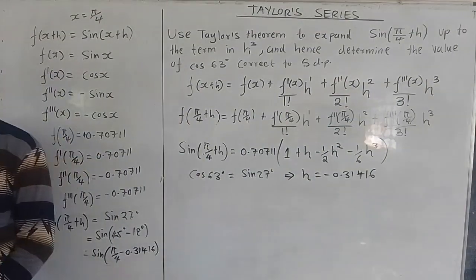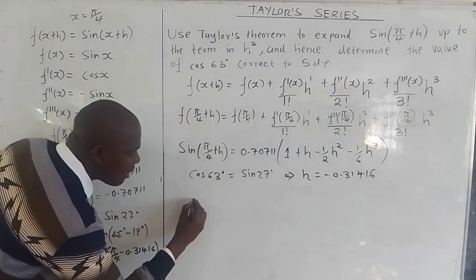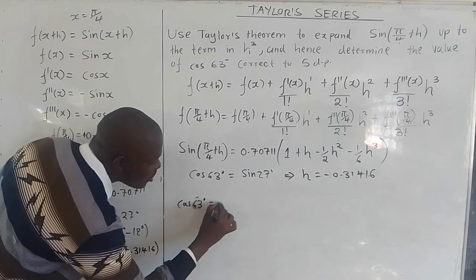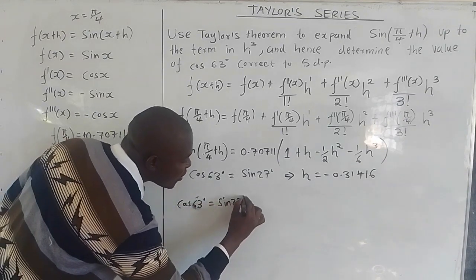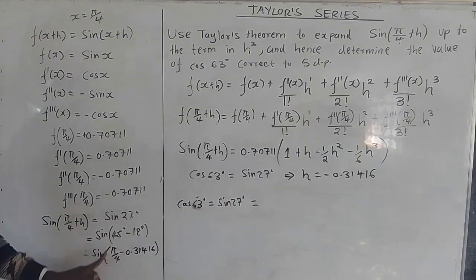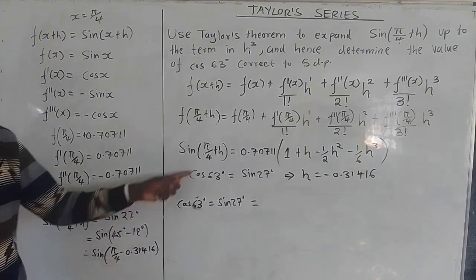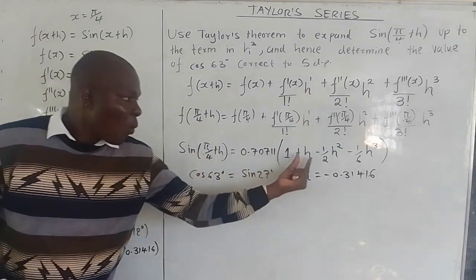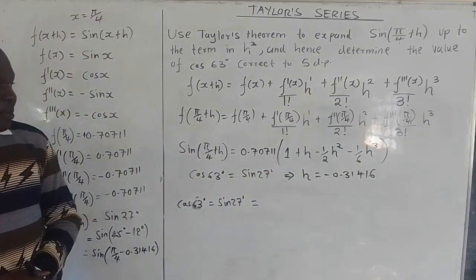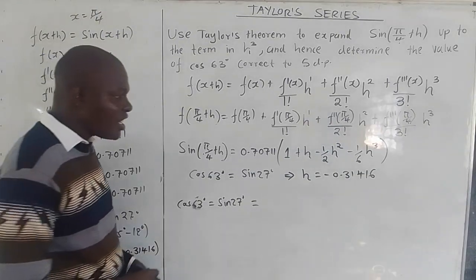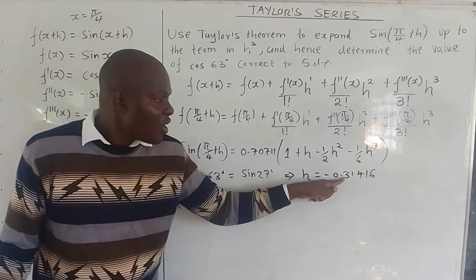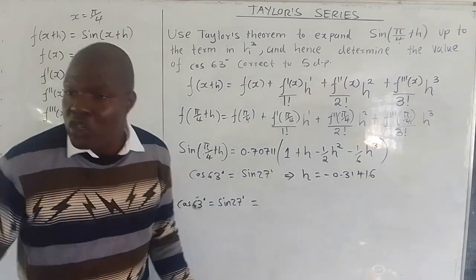416. So when you have found h, you can now evaluate cos 63. When you are evaluating cos 63, you are evaluating sine 27 degrees, which is equal to what? Sine 27 degrees is the same as this. Meaning, when you substitute it here, where there is h, you put that. So the best way to substitute that is to do what? This is what you do. You go to the calculator, you press negative 0.31416 equals.